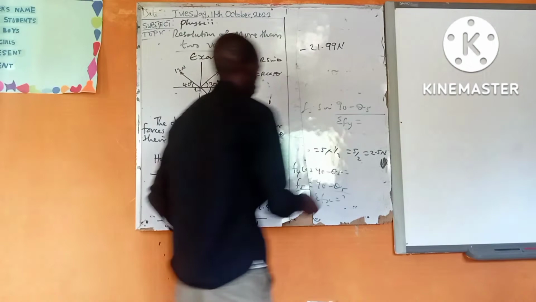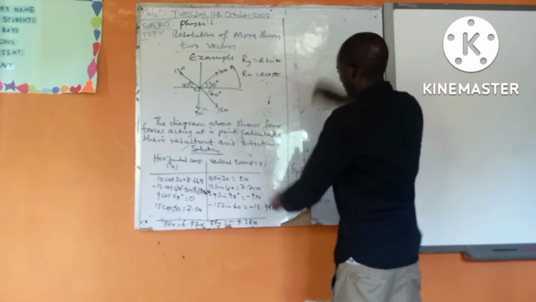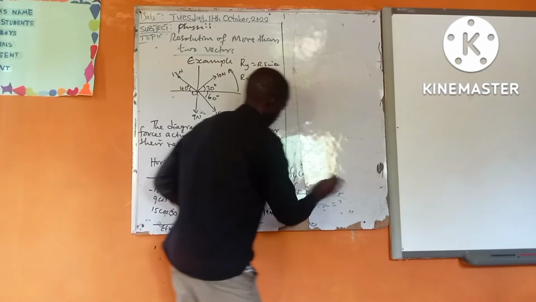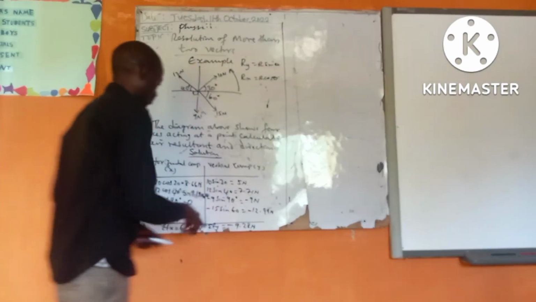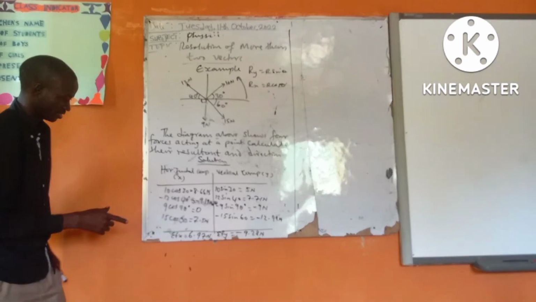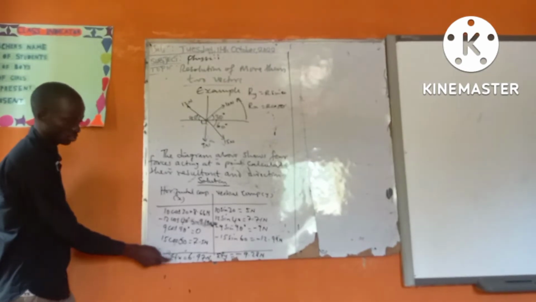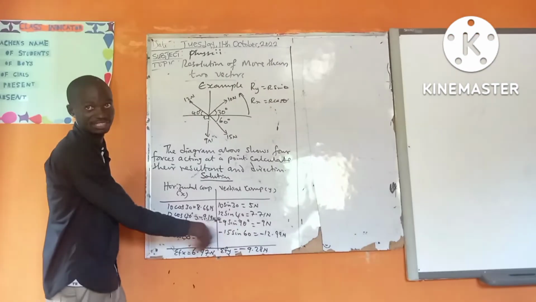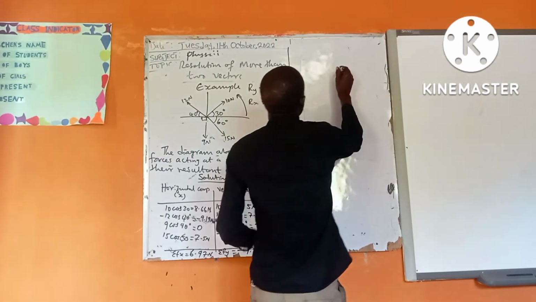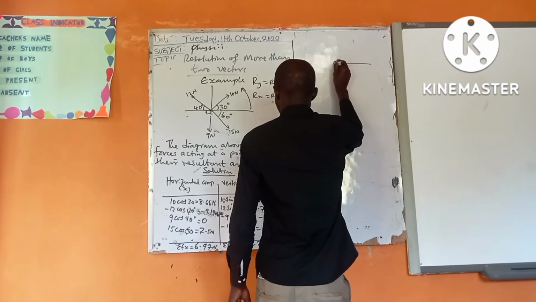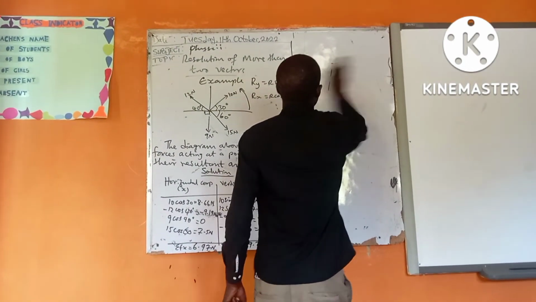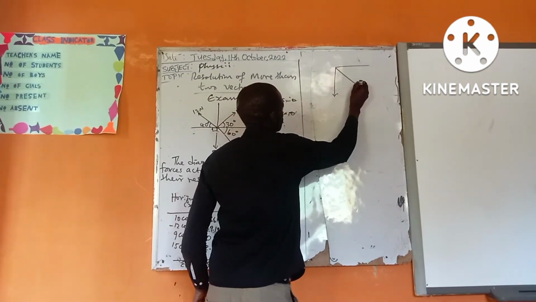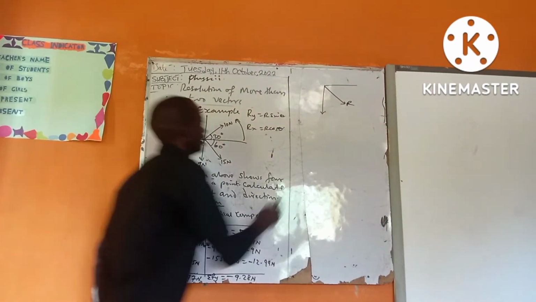Now, they will always ask you to represent this on a sketch, to show the direction as far as y is concerned. The direction along this is the positive x direction, and along the vertical it is towards the negative y direction. So this is how the graph looks. Then this is the resultant.